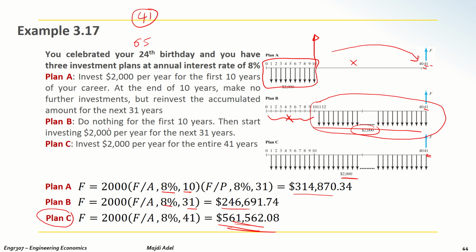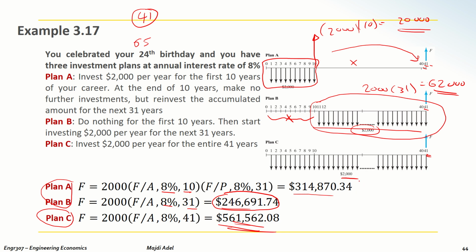But let's look at plan A and plan B. Although in plan B I invested more money, $2,000 for 31 years, which is $62,000, and in plan A I only invested $2,000 multiplied by 10 years, which is $20,000, in plan B I invested more, $62,000, but I got less. While in plan A I invested only $20,000 but I got more money.